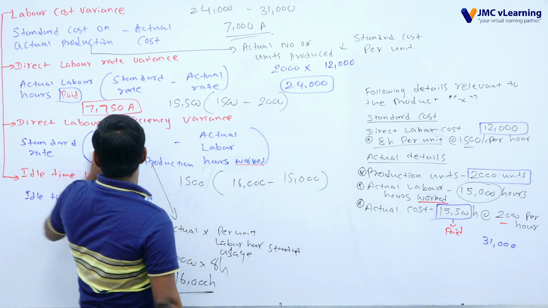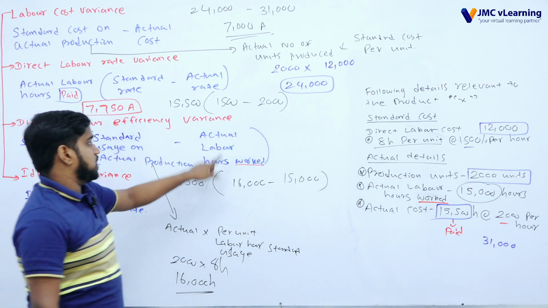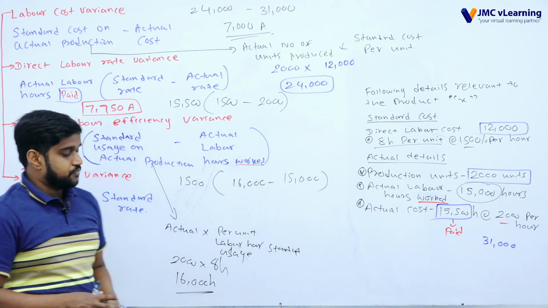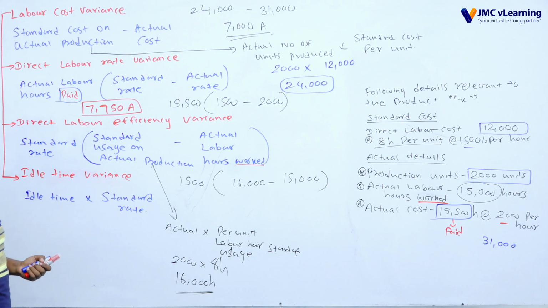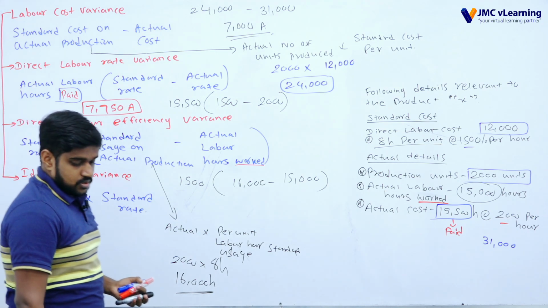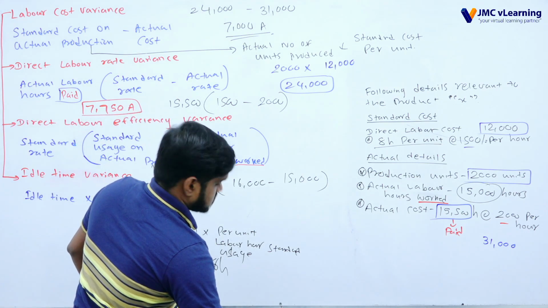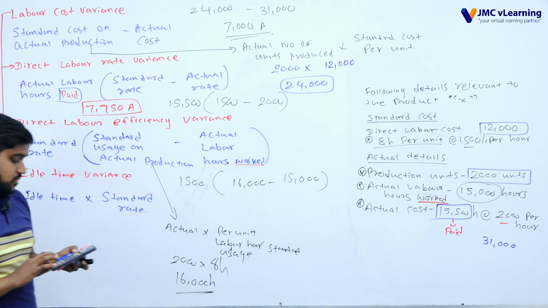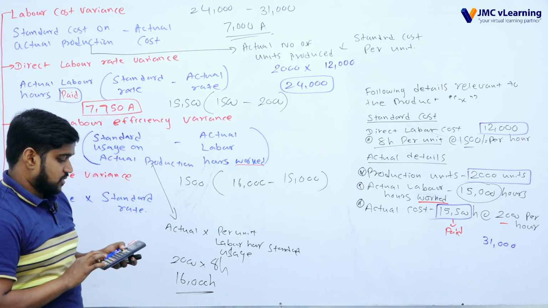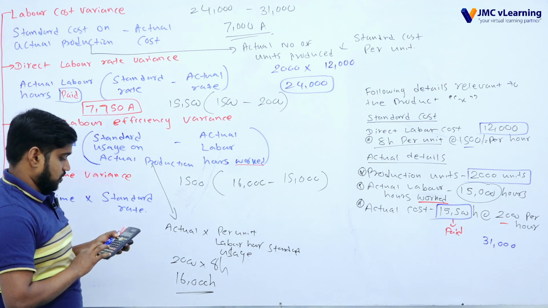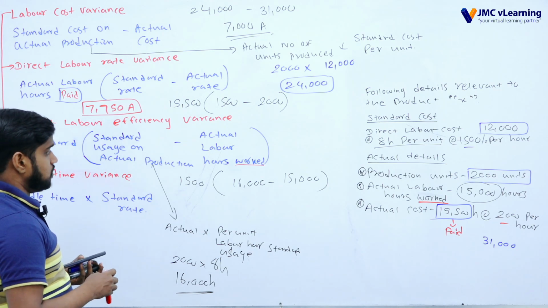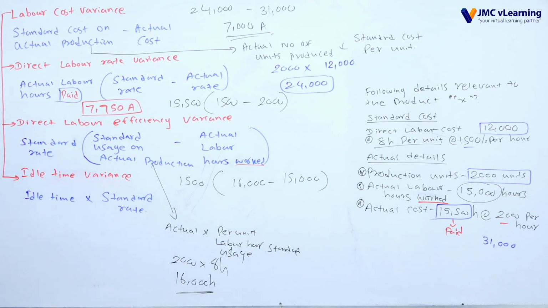But when we get direct labor efficiency variance, we need actual labor hours worked. That means 15,000. Then we can calculate our direct labor efficiency variance: 16,000 minus 15,000, multiplied by 1,500. That means 1.5 million. We can identify this as a favorable variance.